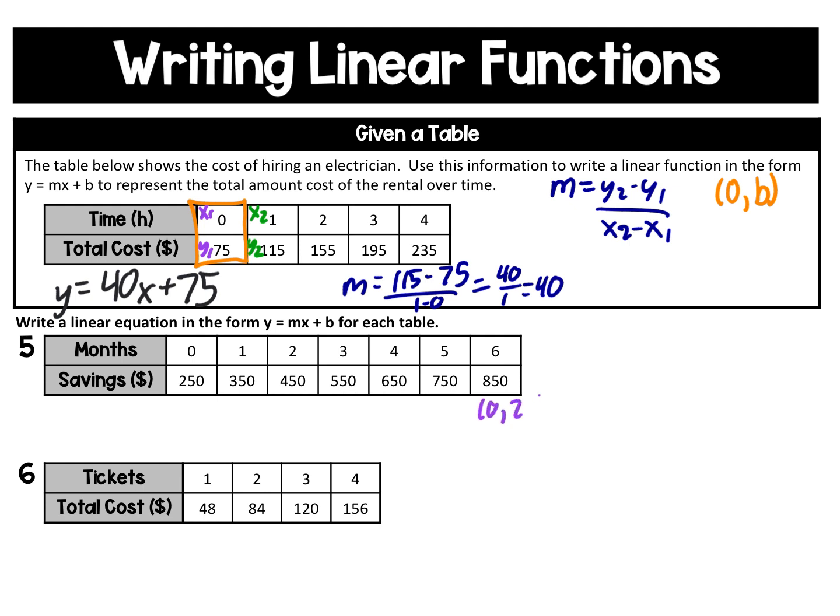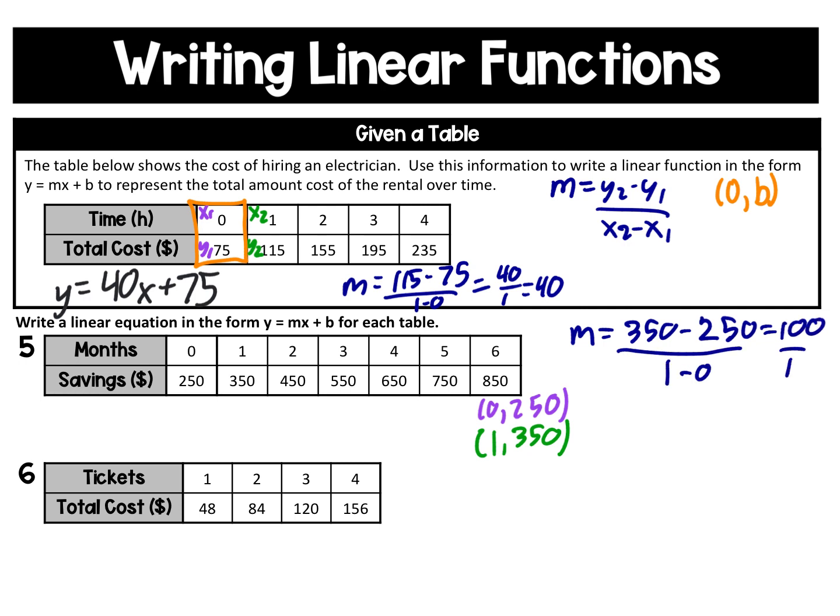Looking at example 5, we can write the points (0, 250) and (1, 350). y2 minus y1 will give us 350 minus 250, which is 100. x2 minus x1 gives us 1 minus 0, which is 1. 100 divided by 1 is 100, so our slope or our rate of change is 100. Our y-intercept is 250 because we have the point (0, 250). Plugging this into our linear equation, we have y equals 100x plus 250.